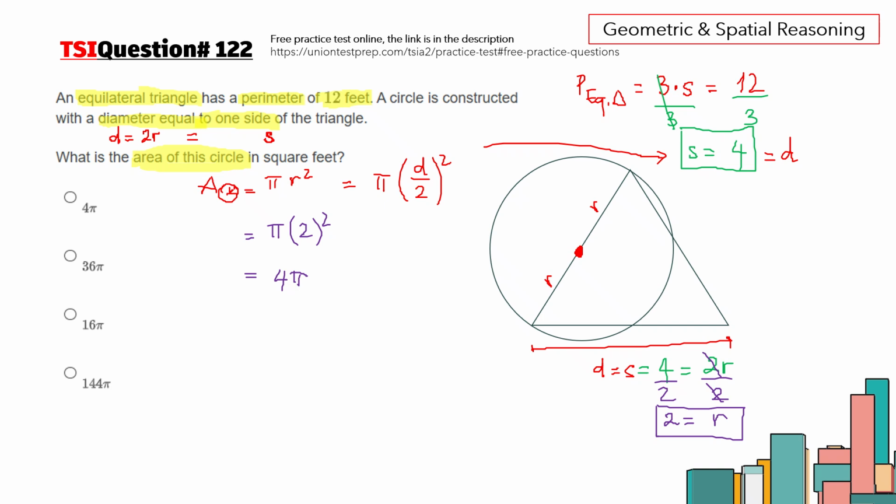And in this one we have pi times D, which is 4, divided by 2, squared. 4 divided by 2 is 2, squared, that equals 4 pi. So we write our steps once, just plugging in what we have. The correct answer to this question is 4 pi.